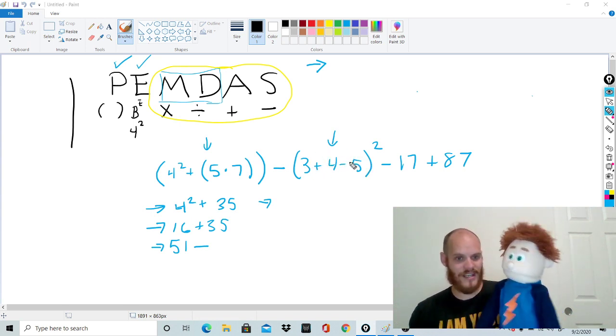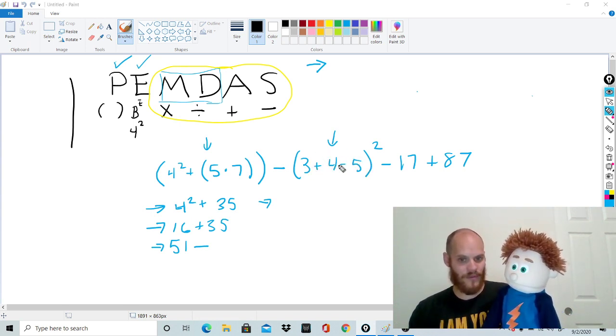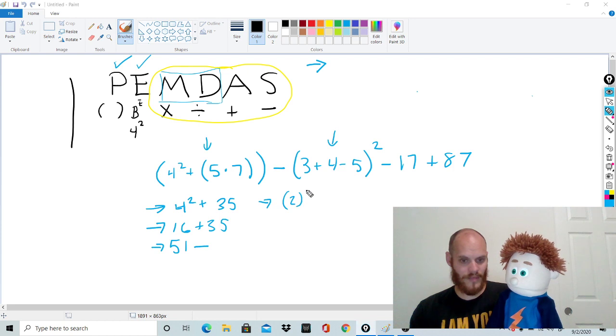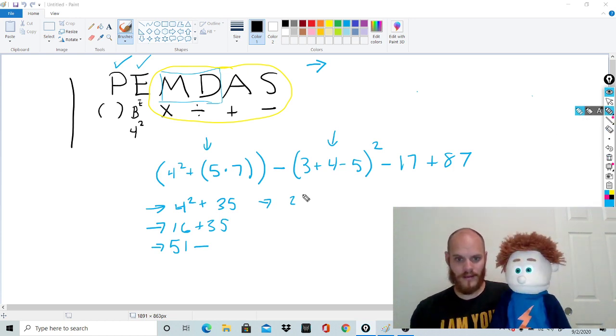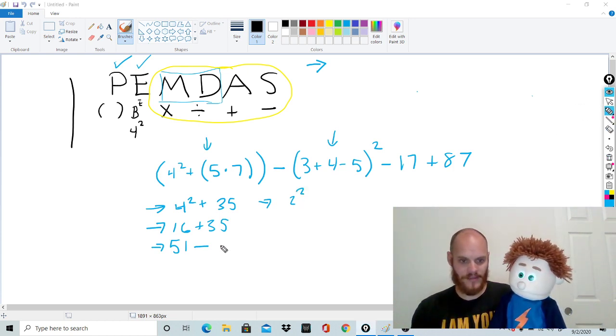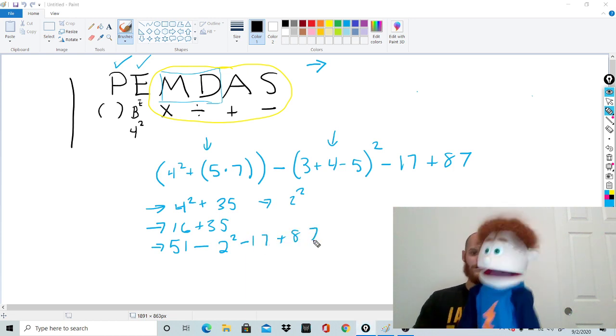Notice this is addition and subtraction, right? So 3 plus 4 is 7. Minus 5 is 2. So I've got 2, but I'm dropping the parentheses because I did them, and this is instead 2 squared. Okay, so that's this part. And then I'm doing minus 17 plus 87. You with me? Yeah, go ahead.